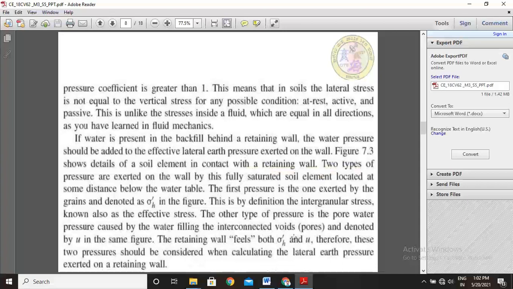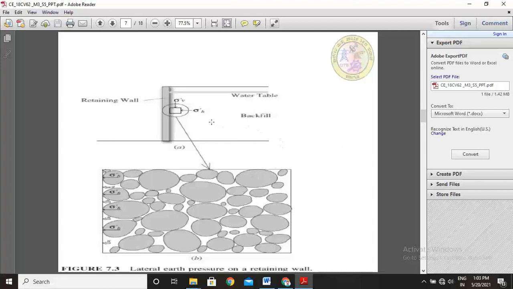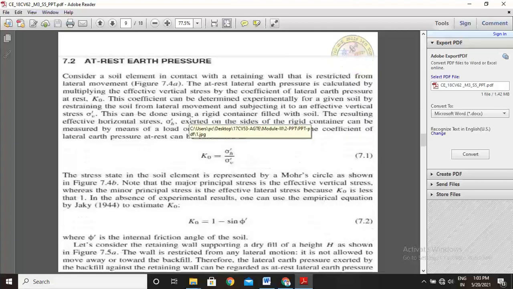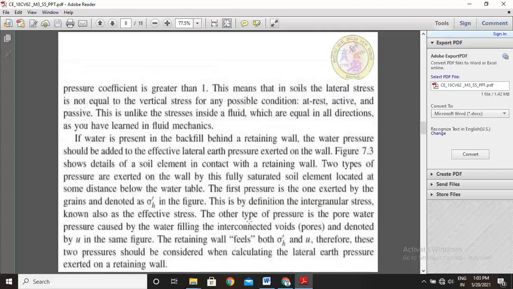The first pressure is the one exerted by the grains and denoted as sigma dash h in the figure. This is sigma dash h, the first pressure. This is, by definition, the intergranular stress, known also as the effective stress.